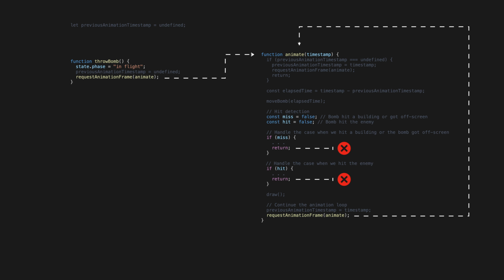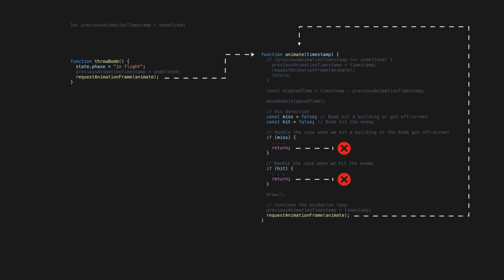The only way to stop this animation loop is by returning early from this function. Returning before we reach the last statement that requests another animation frame will eventually stop this loop. There are two cases when we stop. One is when we miss the target, when we hit a building or the bomb got off screen. In this case, we switch players, and then the next player can start aiming again.